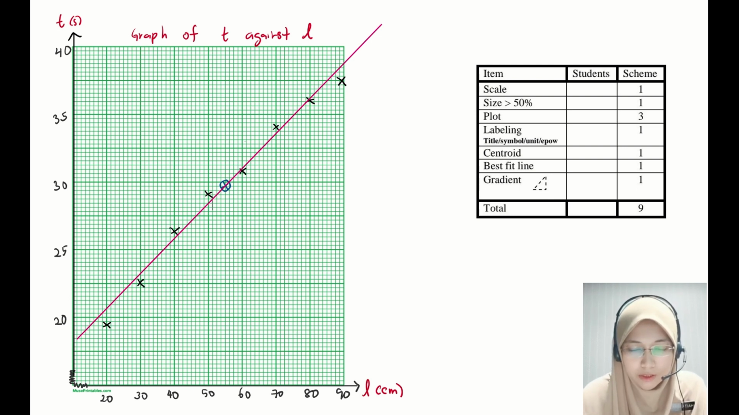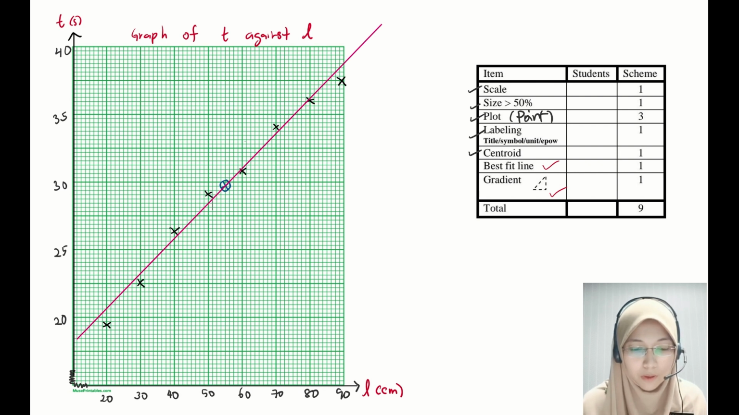Okay, let us proceed with the graph plotting. We've done the scale, the size of the graph, the labeling, the plotting of points, and the centroid. So we have 2 more: the best fit line and also the gradient of the graph. The best fit line is really important because it is going to determine whether your final value, or the value for the gradient, is good or not.